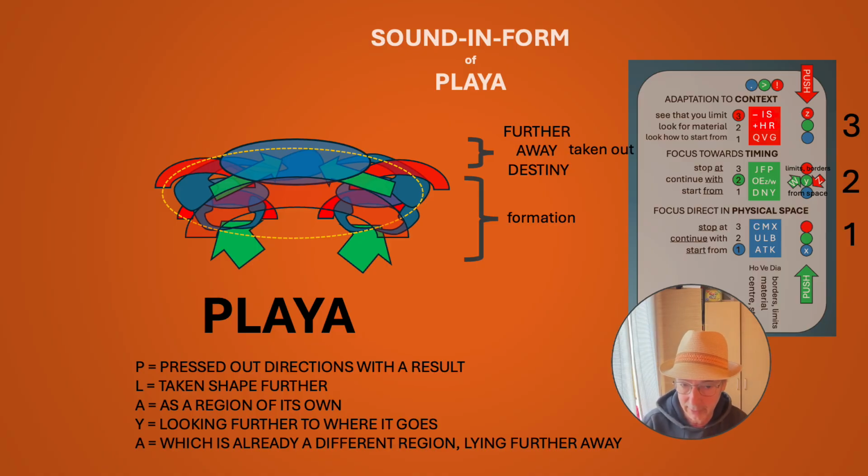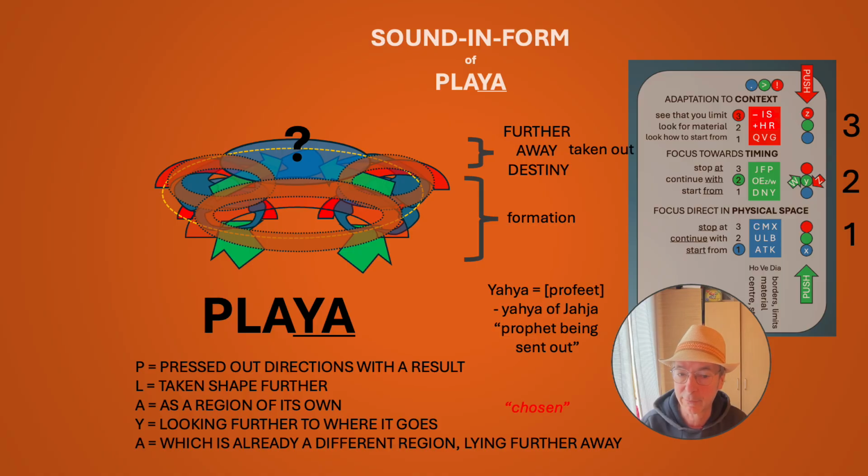So I looked up on the internet, are there other words with ya? And I couldn't find many of them, just one. And that was the reference to Yahya, the Arabic for prophet. And it is translated as the prophet being sent out to the right people. And that's again a confirmation of being sent out further away. It creates and gets a destiny. So if you want to figure out what Ya is, this is more or less what it is. It receives a destiny further away, and that's where it is.